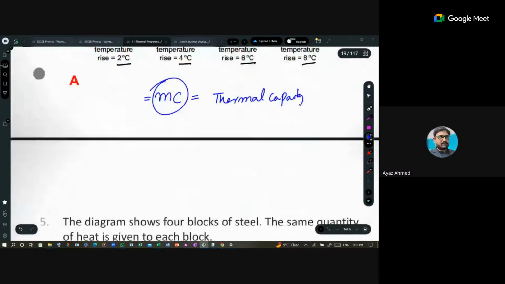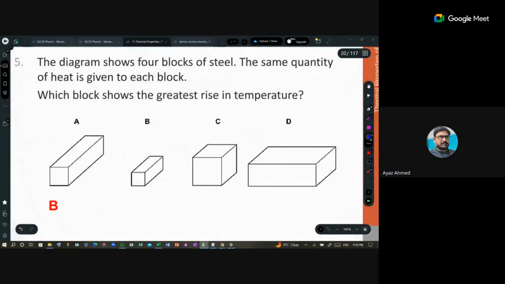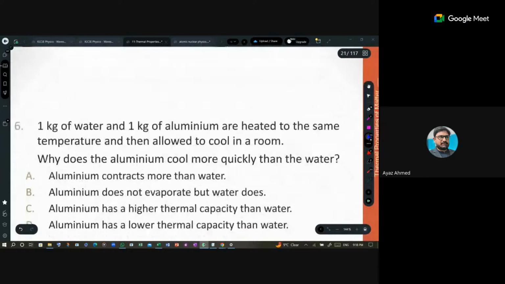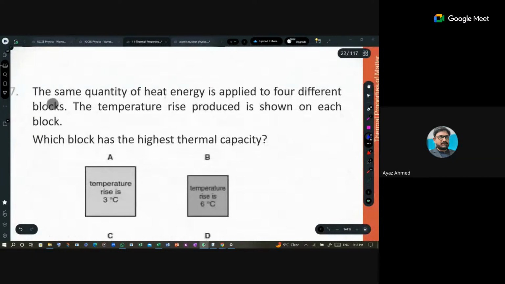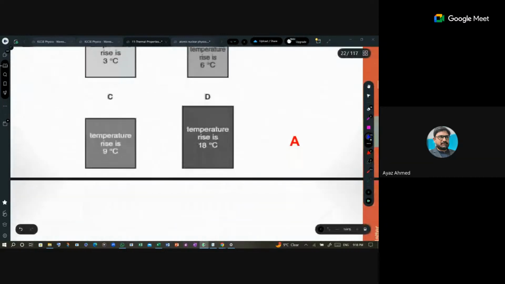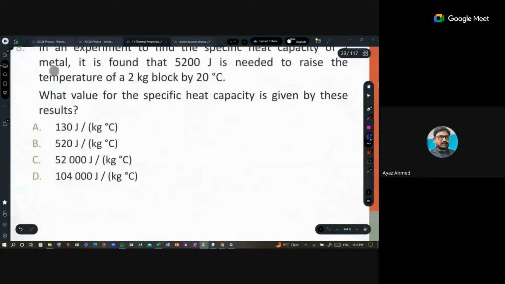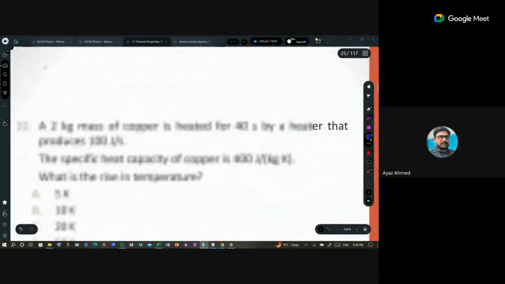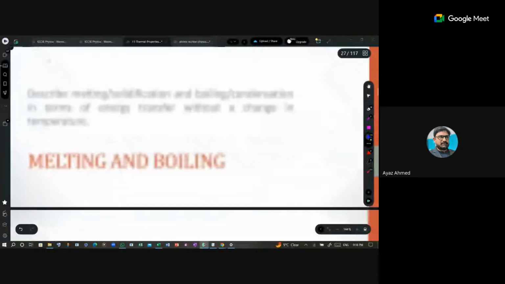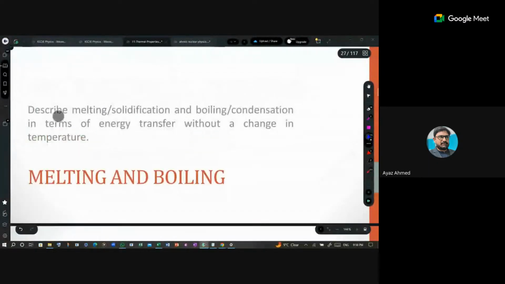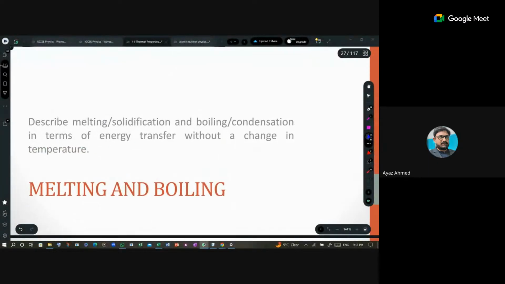Okay. So again, we have the same type of questions. I think it would be repetition. So will you be able to address these types of questions? I will send you this worksheet as well. So should I move to my next topic, which is basically melting and boiling? जी सर. Latent heat. Okay.